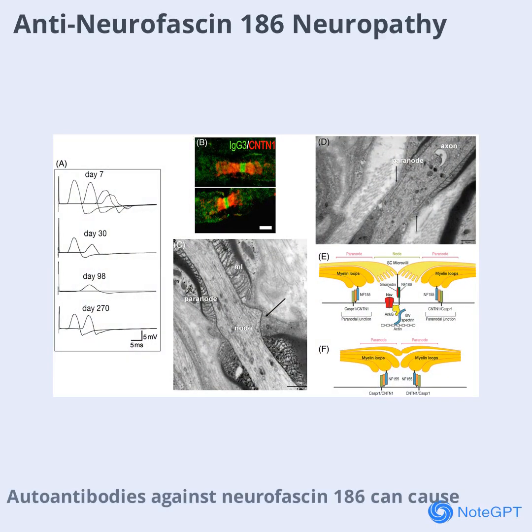Autoantibodies against neurofascin 186 can cause severe neuropathy with conduction block and slowing, sometimes fulfilling criteria for CIDP. Pathology shows loss of Schwann cell microvilli and occlusion of the nodal gap, but not classic demyelination. These findings illustrate how disruption of nodal proteins can mimic demyelinating features electrophysiologically, even in the absence of myelin loss.